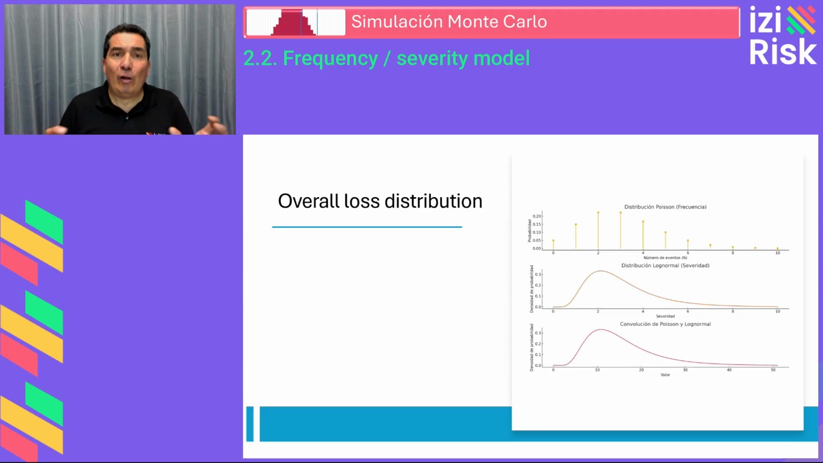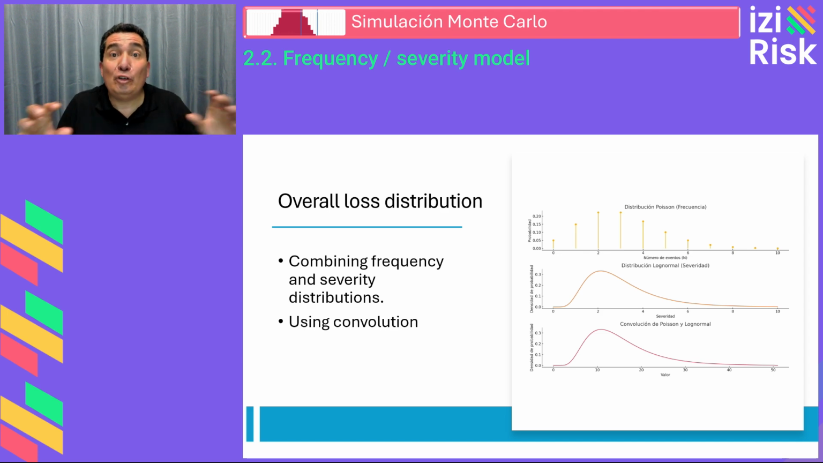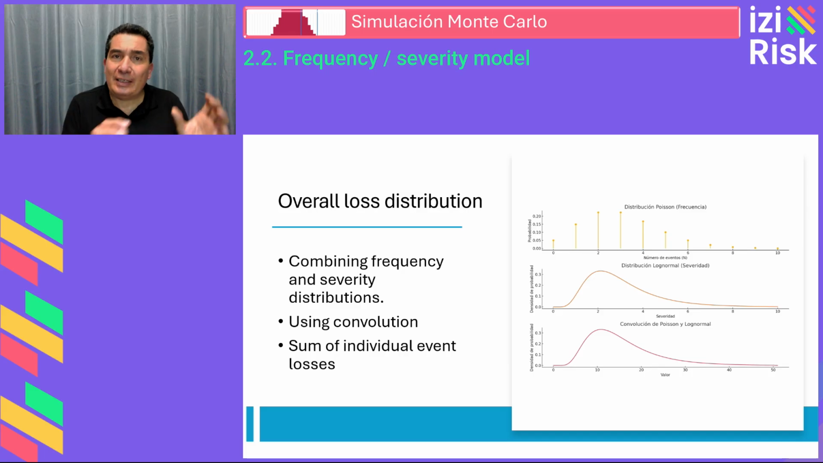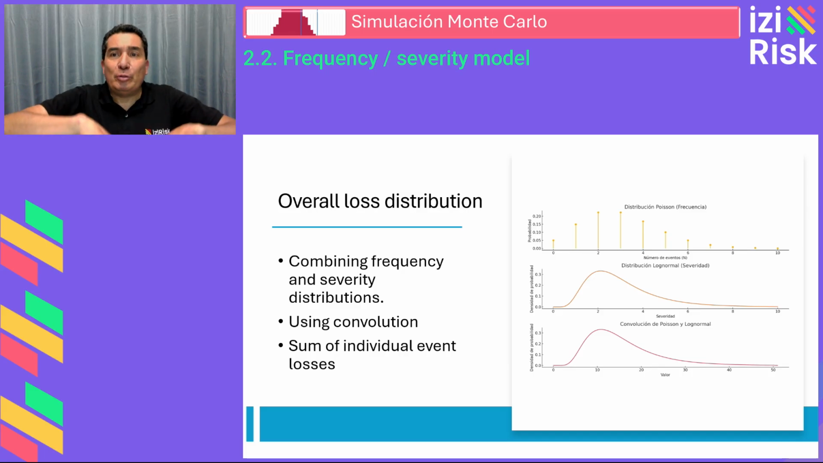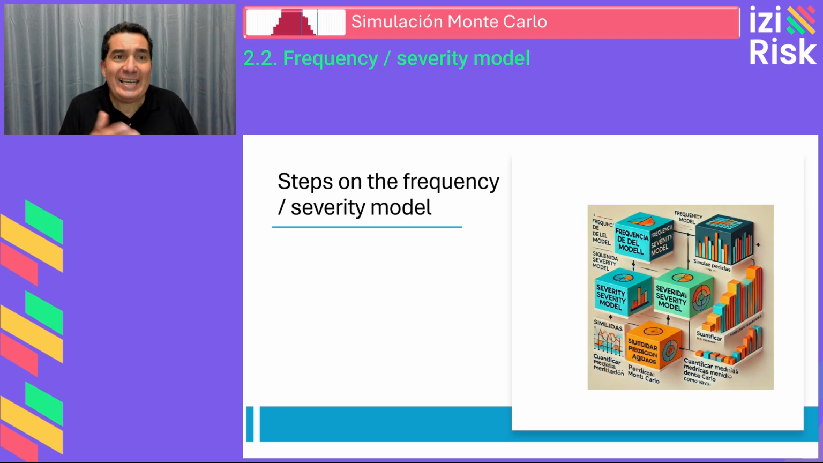The overall loss distribution is obtained by combining the frequency and severity distributions together. This is done through a process called convolution, which we will explain later in more detail. This process sums the losses from individual events to produce the distribution of total or aggregated losses. The steps we need in order to develop a frequency-severity model are the following 4 steps.